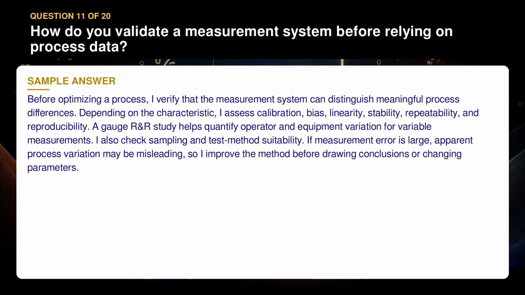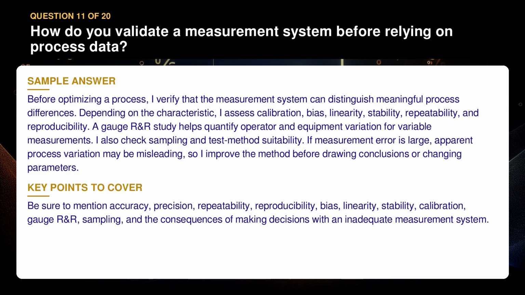If measurement error is large, apparent process variation may be misleading, so I improve the method before drawing conclusions or changing parameters. Be sure to mention accuracy, precision, repeatability, reproducibility, bias, linearity, stability, calibration, gauge R&R, sampling, and the consequences of making decisions with an inadequate measurement system.